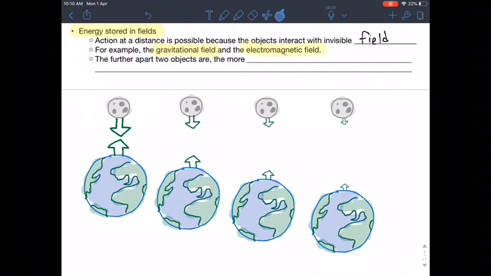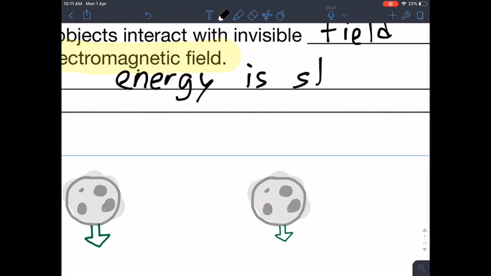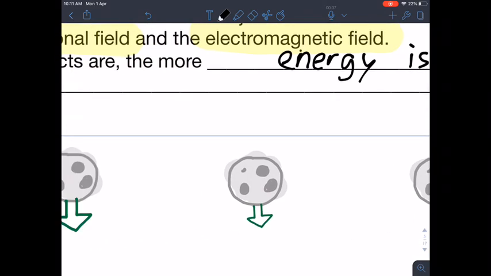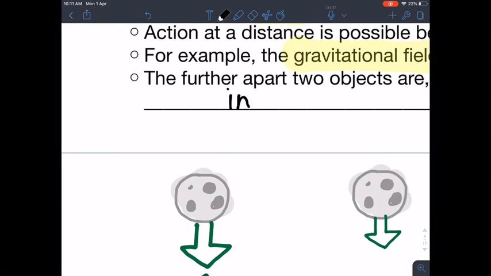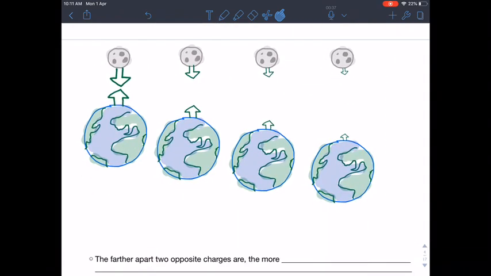In the case of gravity, the farther apart 2 objects are, the more energy is stored in the field, in the gravitational field. Okay, that's a little bit hard to understand. Let's look at this example here. So we've got the Earth and the Moon. Notice that when they're close together, they have large force of gravity. And as they move apart, as we go this way, the force of gravity gets weaker.